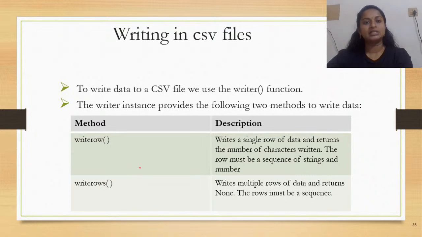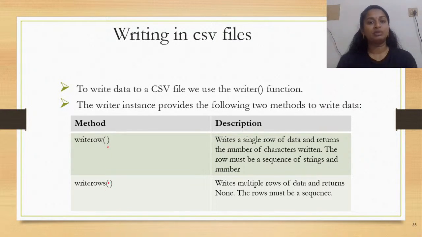Now, let us learn something in detail. We are going to learn writing in CSV files. To write data to a CSV file, we use the writer method. The writer instance provides two methods to write data. What are the methods? writerow and writerows.